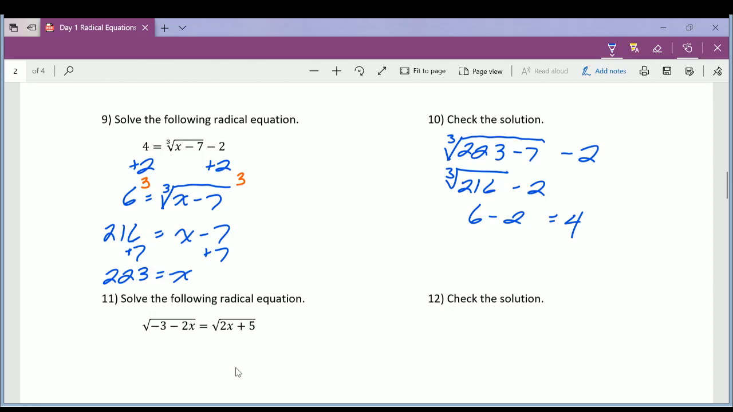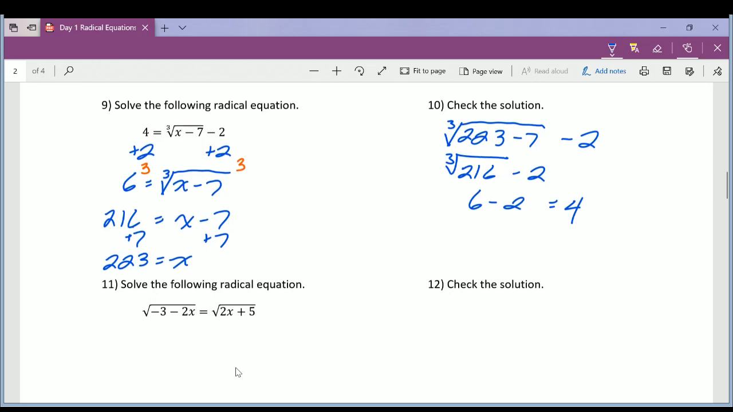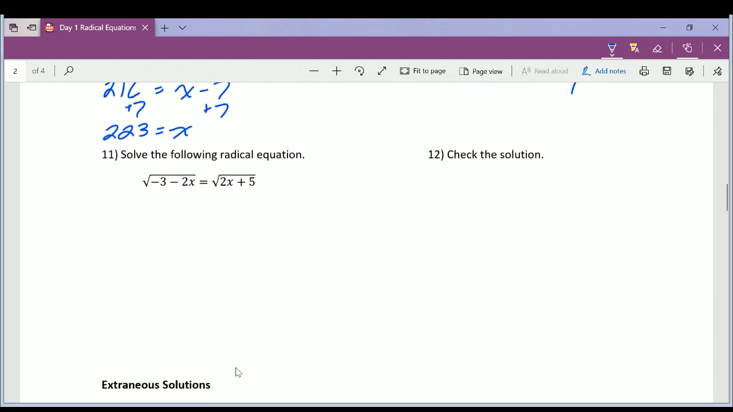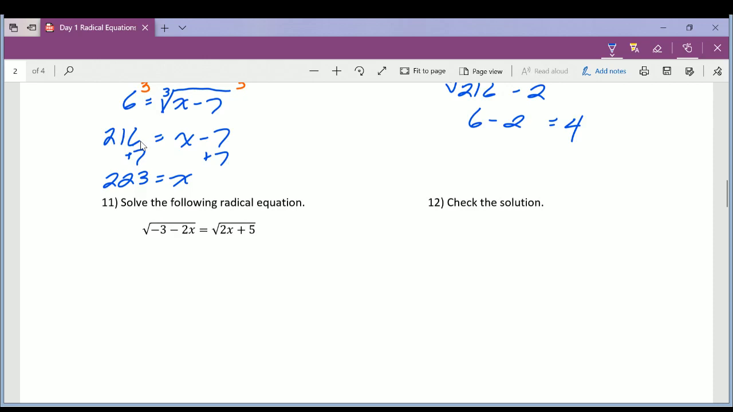Okay, no big deal. Just check and see if there's any. How did I get 223? 216 plus 7. Should make that 6 a little clearer for you. There we go.